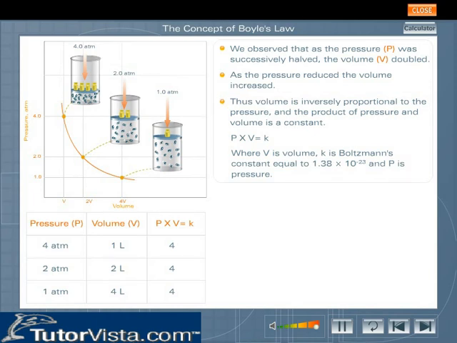Mathematically, this relationship can be expressed as P into V is equal to K, where V is the volume, K is the Boltzmann's constant, equal to 1.38 into 10 to the power minus 23, and P is the pressure.